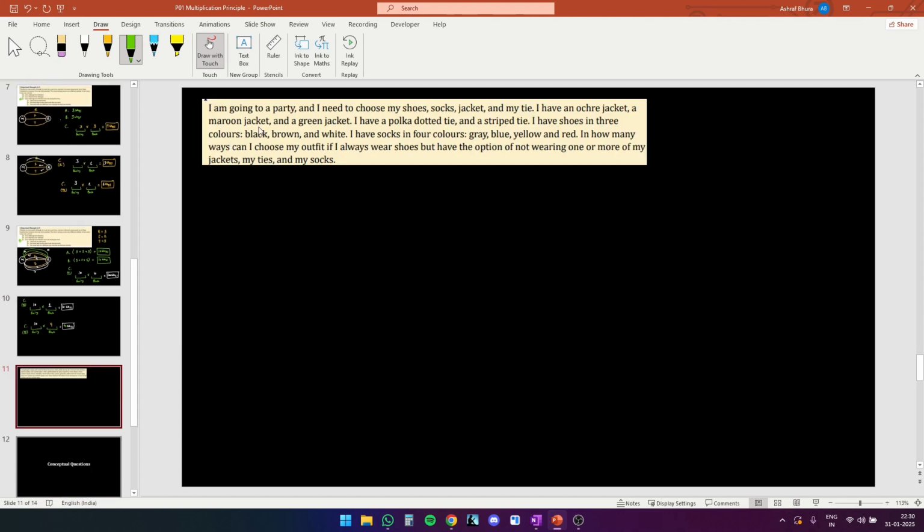Next we have: I'm going to a party. I need to choose my shoes, socks, jacket and my tie. We need to select 4 things. I have an ochre jacket, a maroon jacket and a green jacket. So I have a total of 3 choices for jacket. For ties I am having 2 different types of tie, a polka dotted tie and a striped tie. I have shoes in 3 colors, so shoes we have in 3 options. And lastly, I have socks in 4 colors.